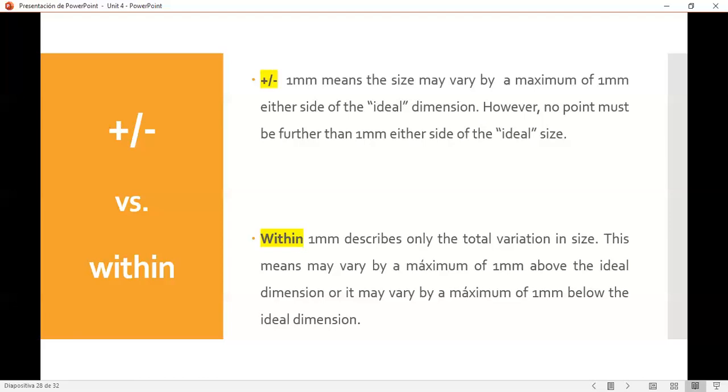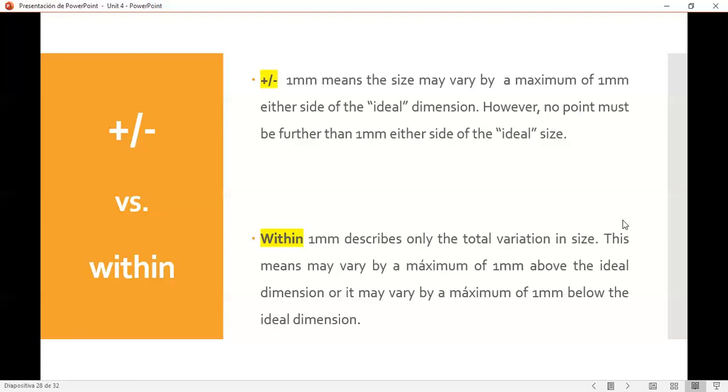Exactly. And that variation is within 4 millimeters. That is the difference between the plus and minus and the within. The plus minus refers to the ideal point, to the minimum or the maximum, and the within talks about the total variation, that means the difference between the maximum and the minimum. I understand that difference better.